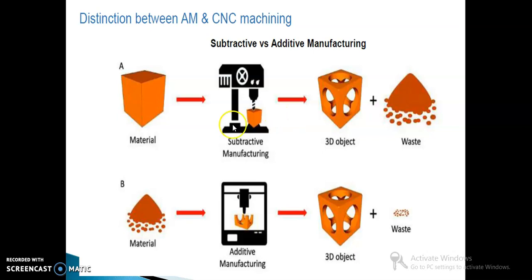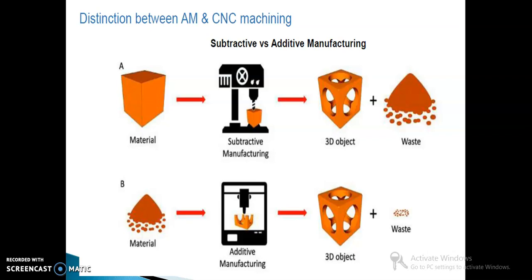And in figure B, we are using raw material in the form of particles, which is fed to the additive manufacturing machine, and we use this powder to convert the raw material into the finished product.